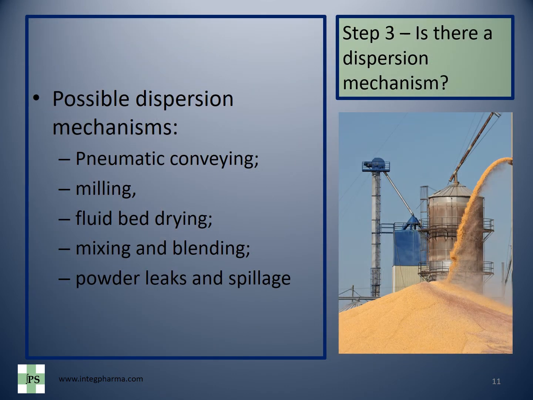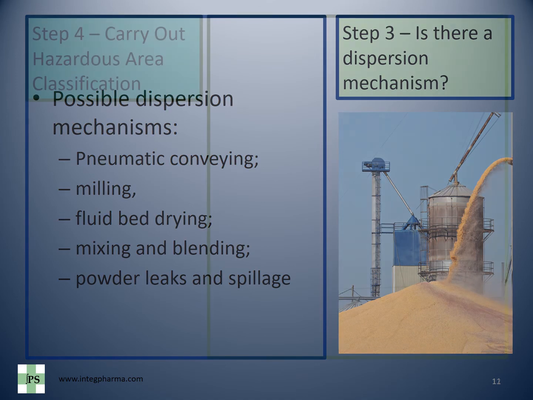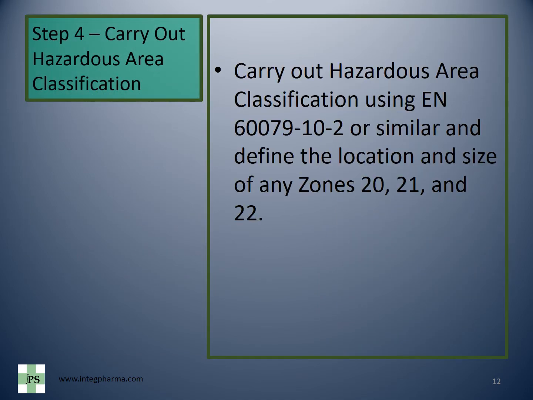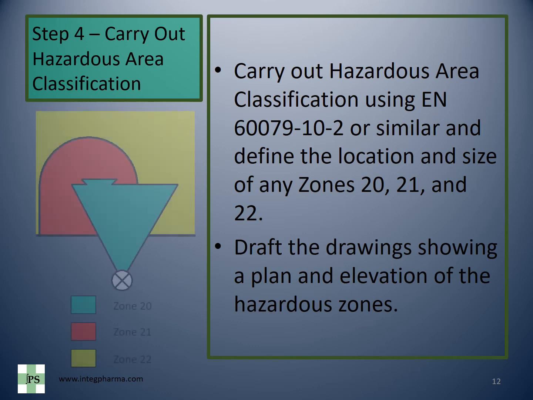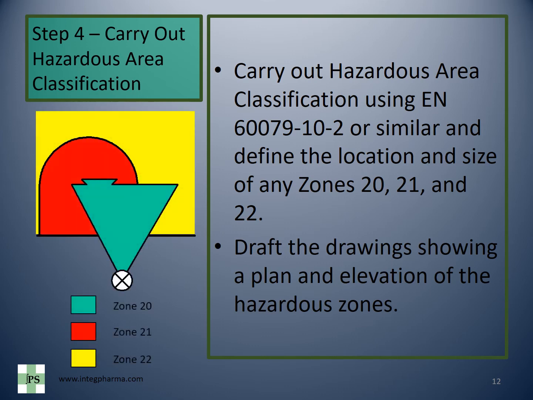Step 3 considers dispersion mechanisms. Eliminating these could prevent dust explosions from occurring. If it is not possible to eliminate all the dust dispersions, then a hazardous area classification will be required.